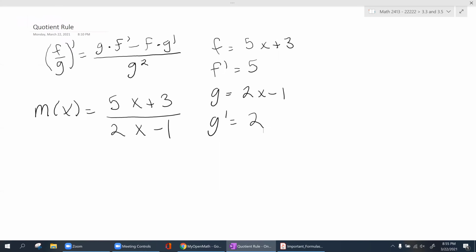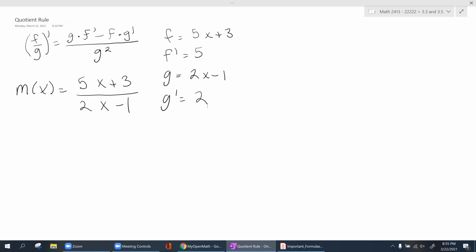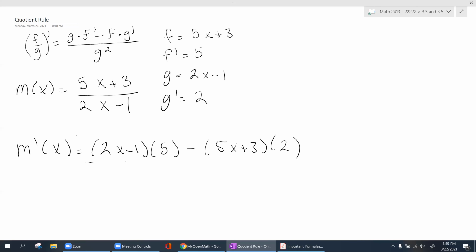So I'm going to go ahead and follow these rules. It is the bottom, which is g, 2x minus 1, times f prime, which is 5, minus the top times the derivative of the bottom, all over the bottom squared. My bottom is g, so this is all over 2x minus 1 squared.